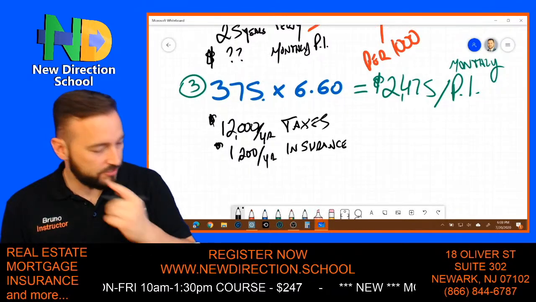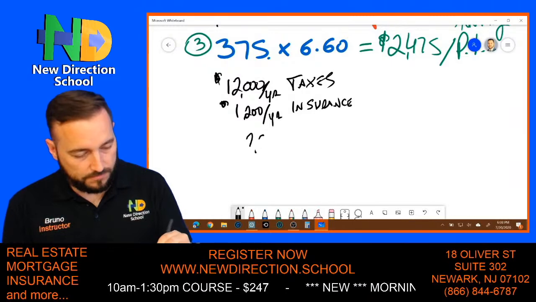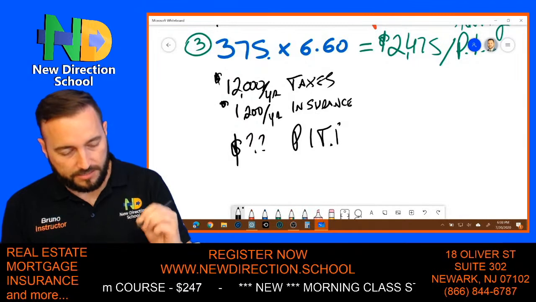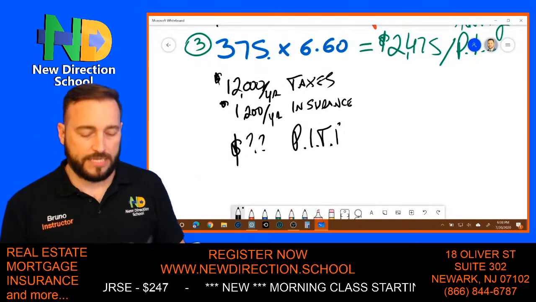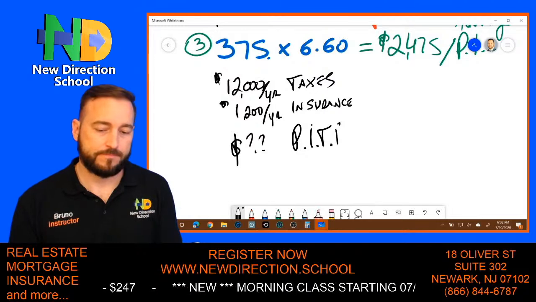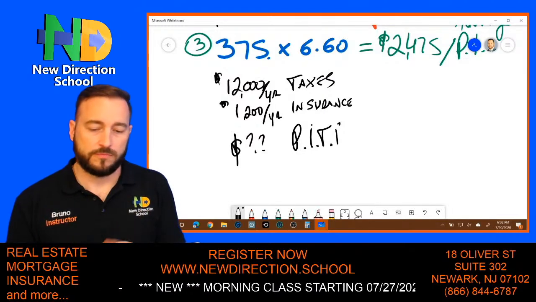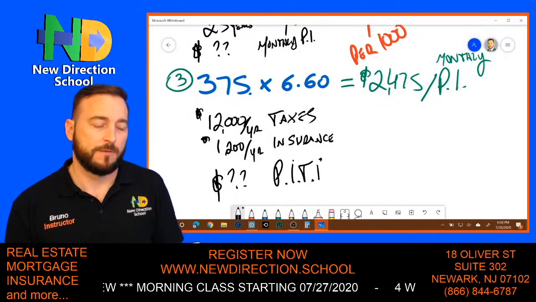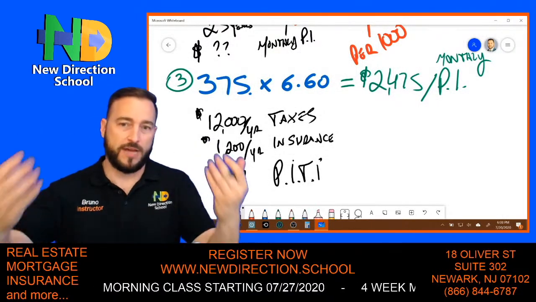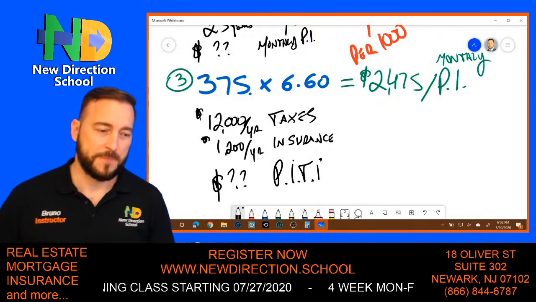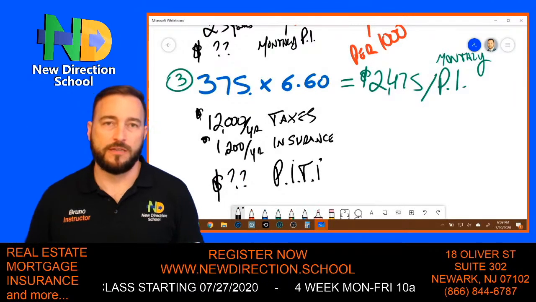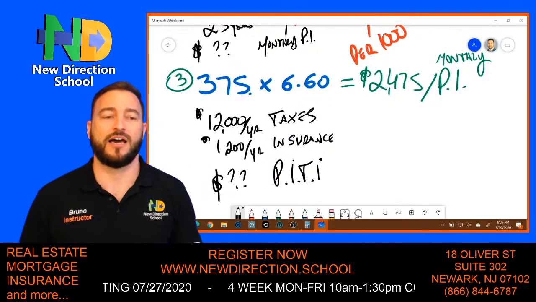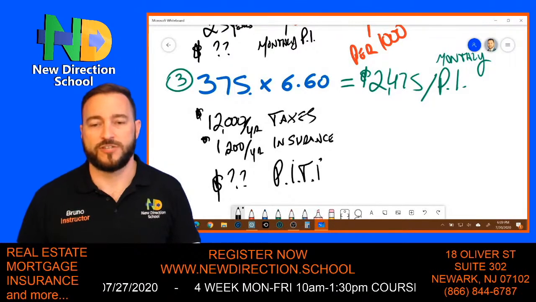So now my question is, how much is PITI? So this is principal, interest, taxes, and insurance. So we already know that monthly PI is 2,475. My question now, do not answer, please. Do your math. Do not answer, okay? My question is gonna be, if this is your monthly PI, how much is your monthly PITI? Principal, interest, taxes, and insurance.